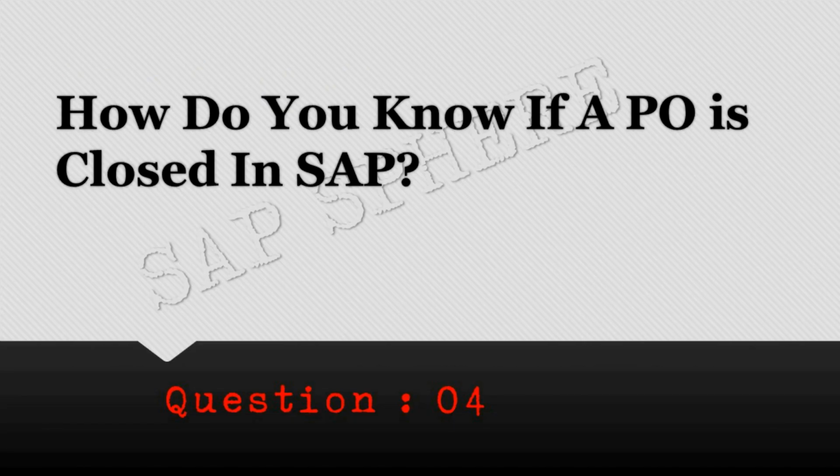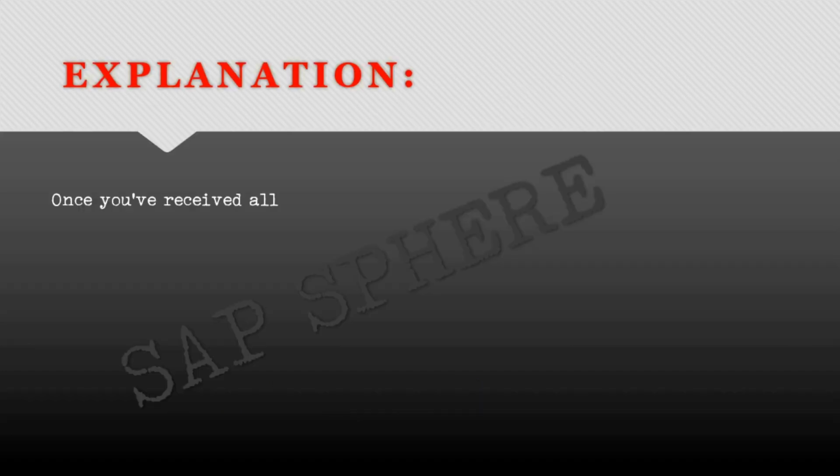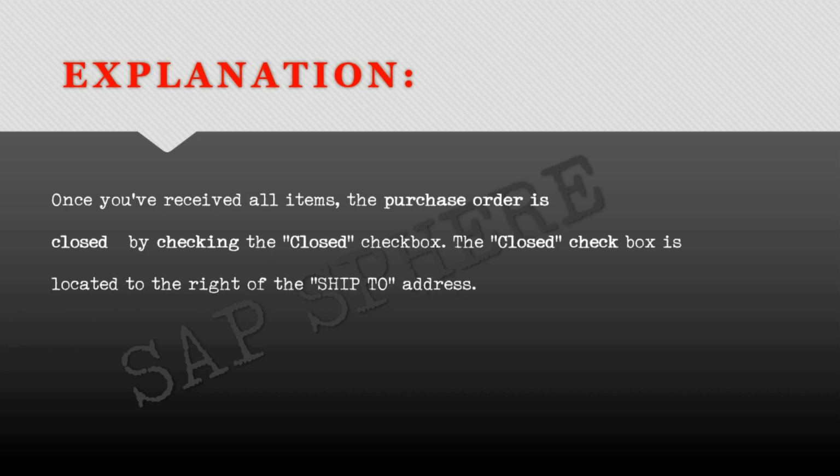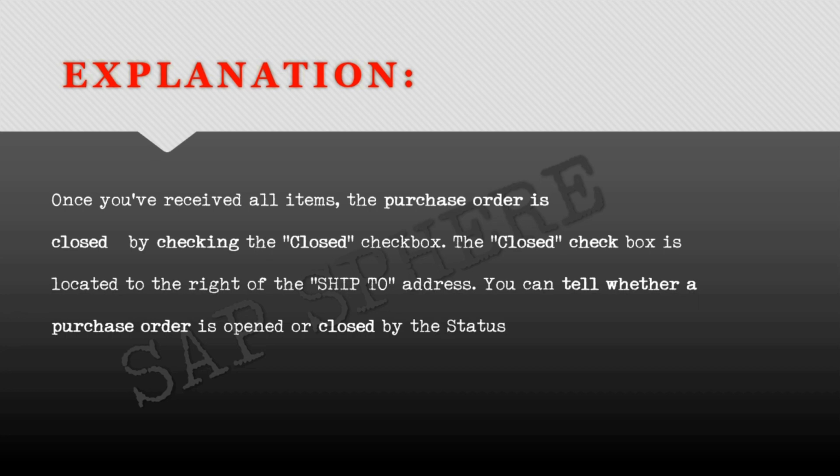How do you know if a purchase order is closed in SAP? Once you have received all items, the purchase order is closed by checking the closed checkbox. The closed checkbox is located to the right of the ship to address. You can tell whether a purchase order is opened or closed by a status indicator on the upper right hand corner of the main purchase order screen.